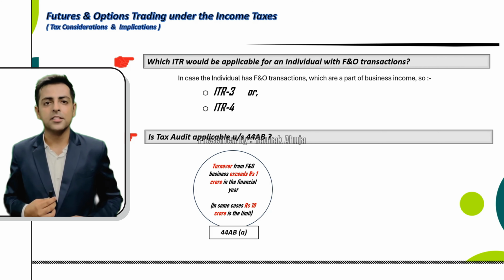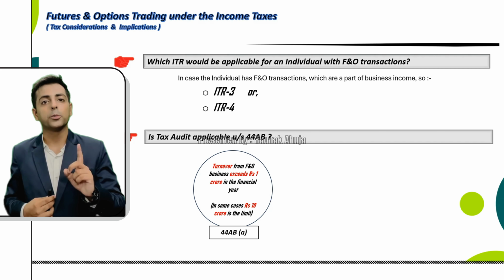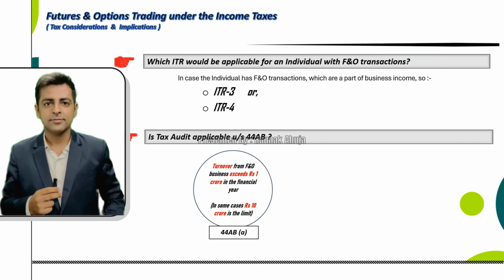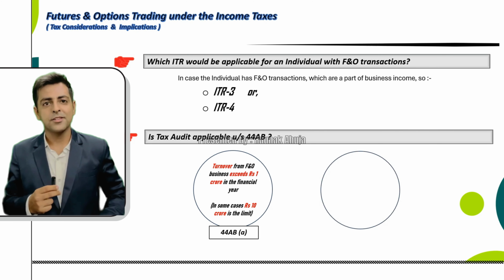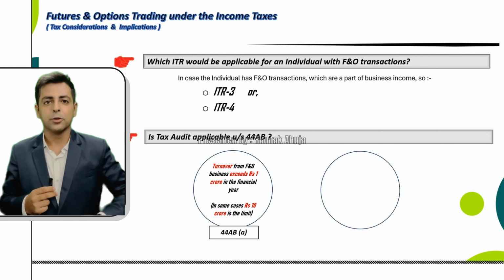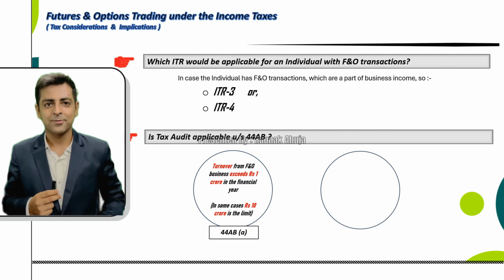One such criteria is that the turnover of the taxpayer should not exceed 1 crore during the financial year. In case the turnover exceeds rupees 1 crore, then in such a case, the tax audit will be required to be done. However, in some cases, the turnover limit would be rupees 10 crore instead of 1 crore.